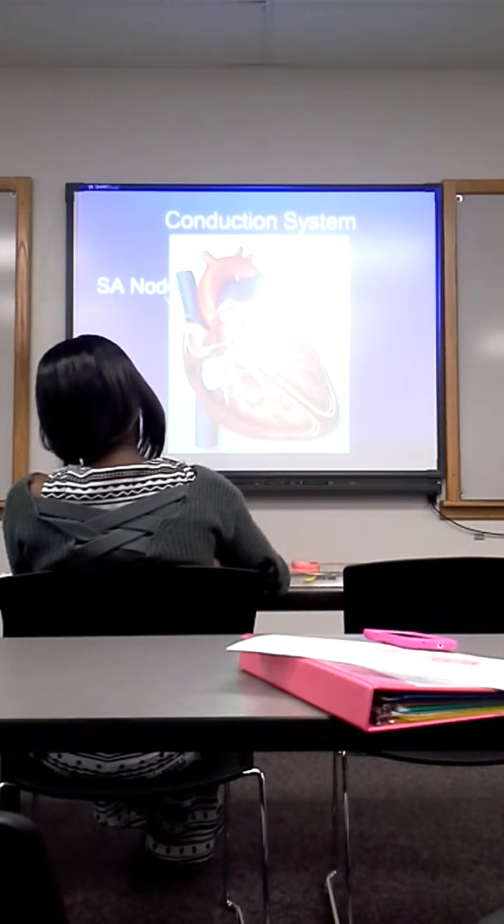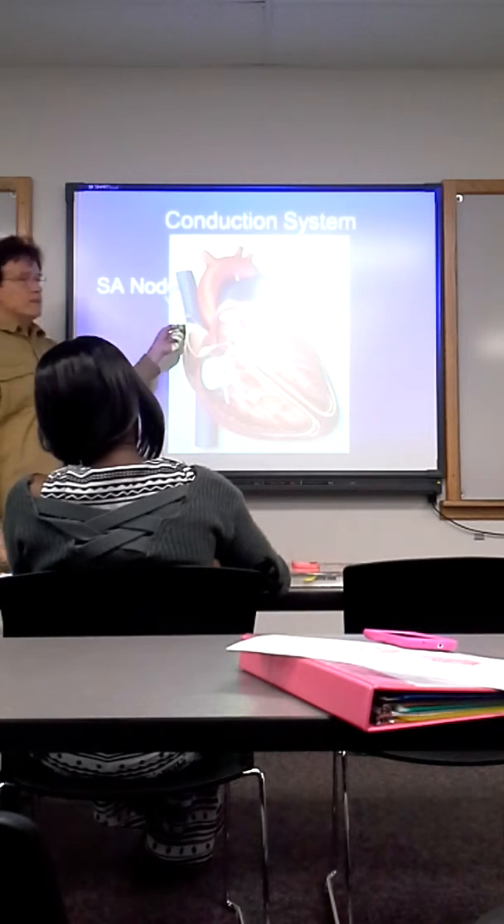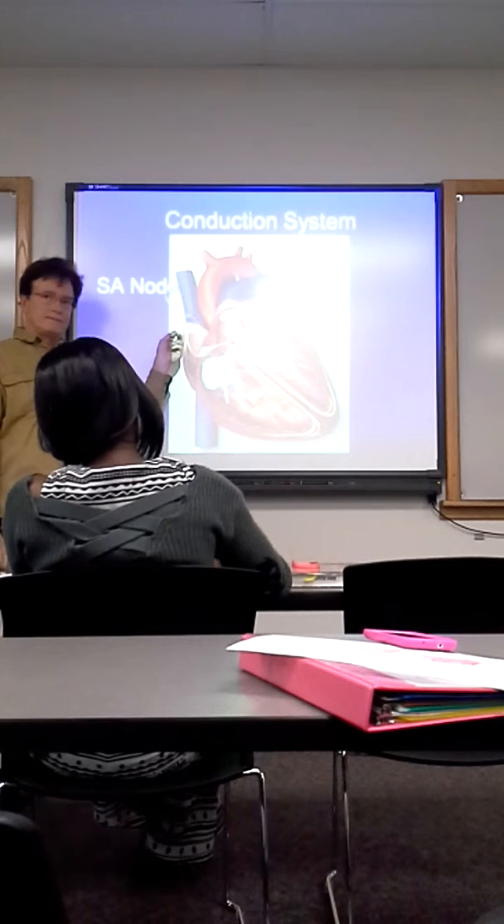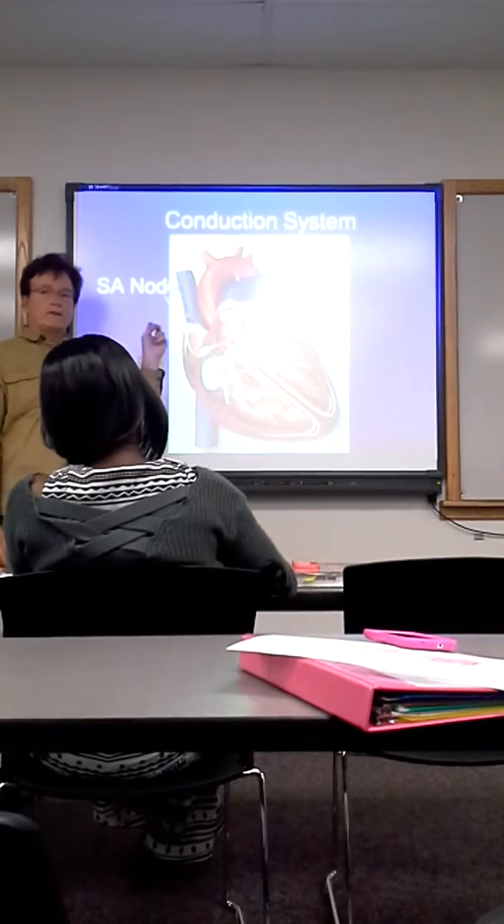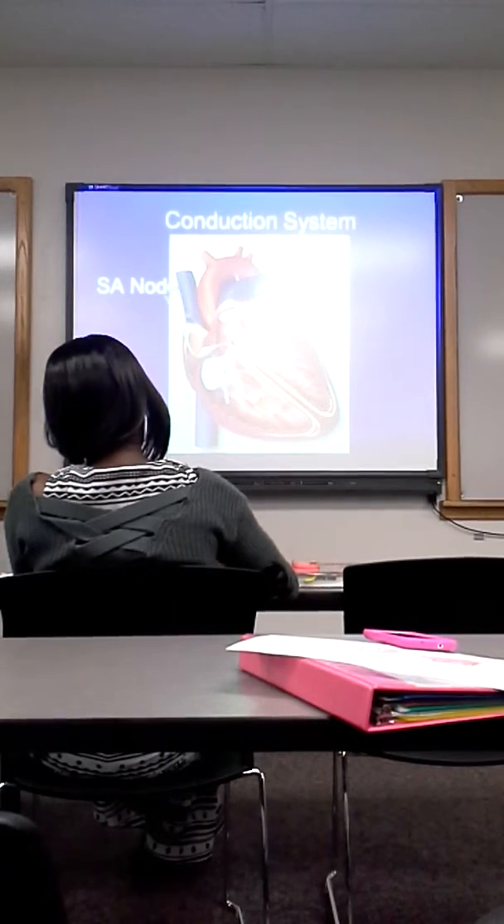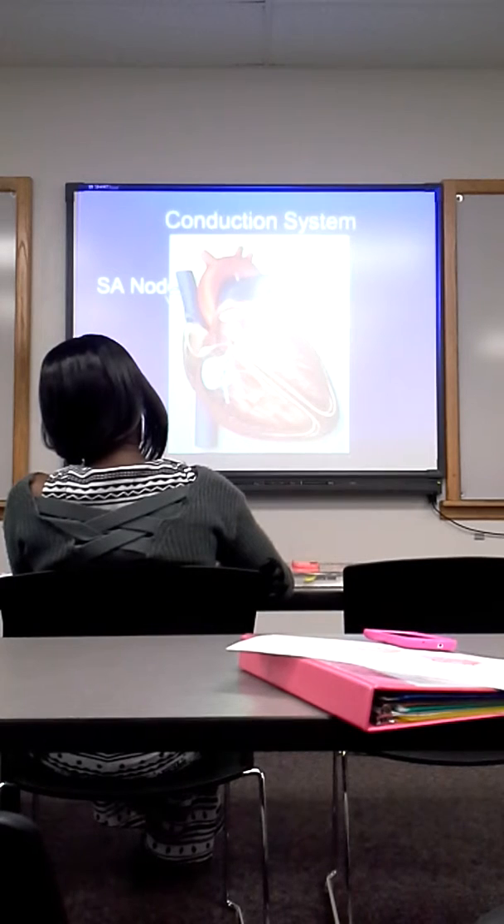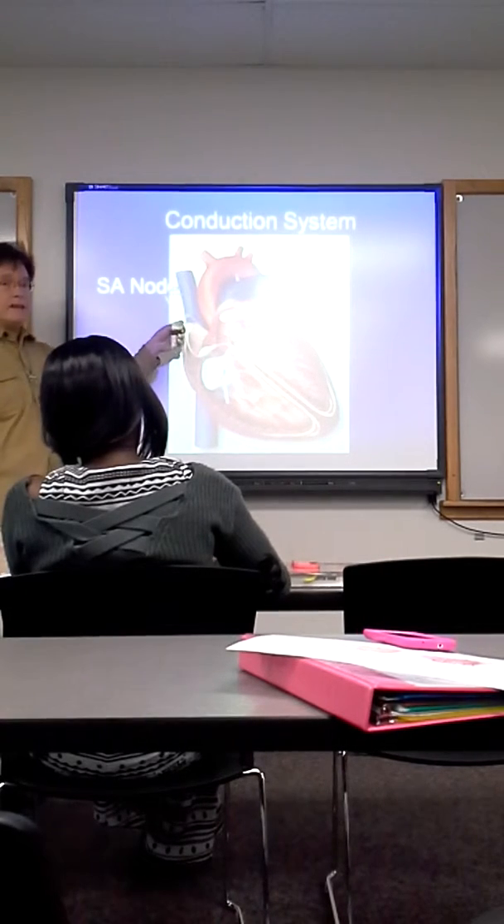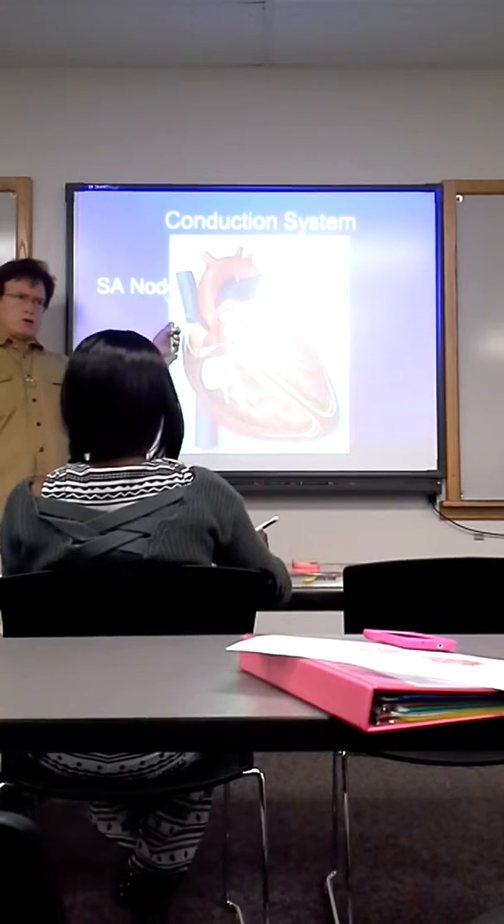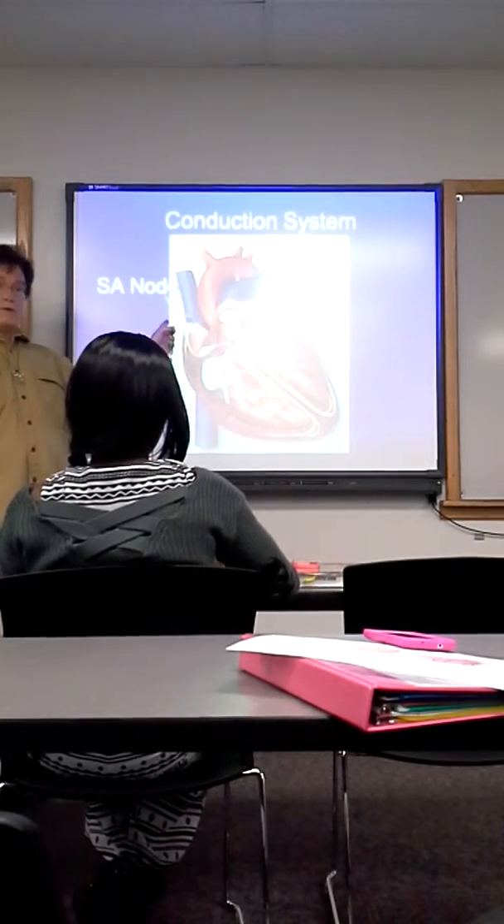The SA node, that's a region in the posterior wall of the right atrium where there are a few hundred cells that are not contracting cells. They don't contract. What they do, though, is generate action potentials. If your heart is beating 60 times a minute, that means there's 60 action potentials coming out of your SA node every minute. That is about 1 every second.